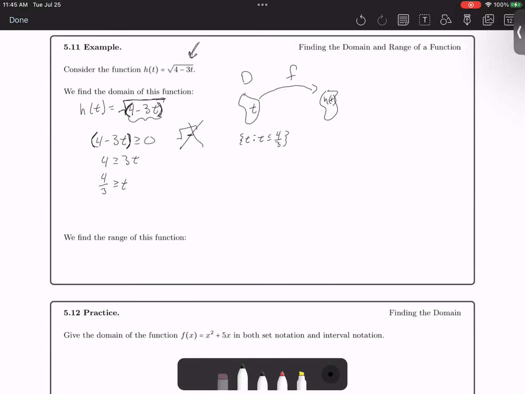When I think about the range of this function, right, what kind of values can I get after I plug in a t value? That square root has to be a positive number. It can't return a negative number, but it could be as large as it wants to be, right? If you plug in a super, super negative number into this, then this becomes a really, really large number, and the square root can also be a really, really large number. So its range is going to be anything positive.